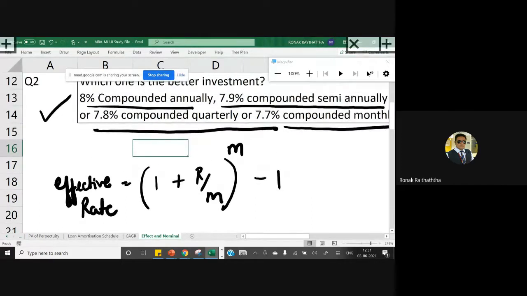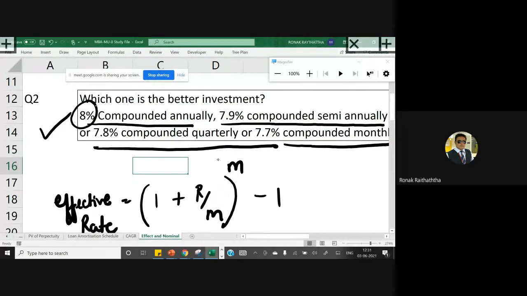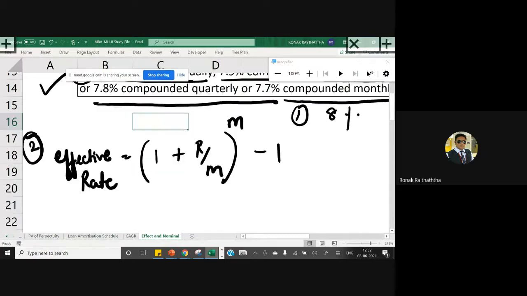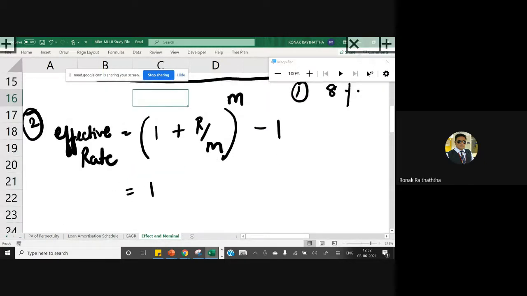So for the first one, let's take the first example. 8% compounded annually. So the effective rate of that will come 8% only because it is anyway annual. So effective rate and nominal rate both are same. For the second one, we are doing 7.9 semi-annually compounding. So I'm just writing the rate. 7.9 can also be written like 0.79 to be divided by how many number of semi-annual periods you have in a year? 2, right? So I'm writing over there 2.